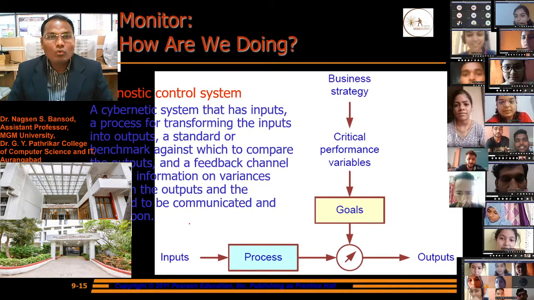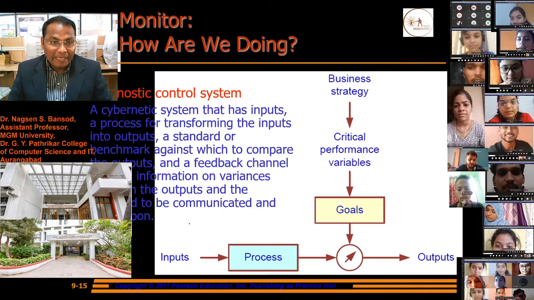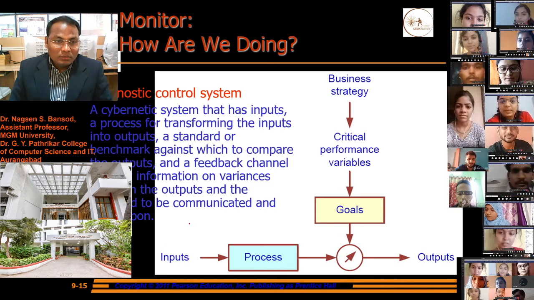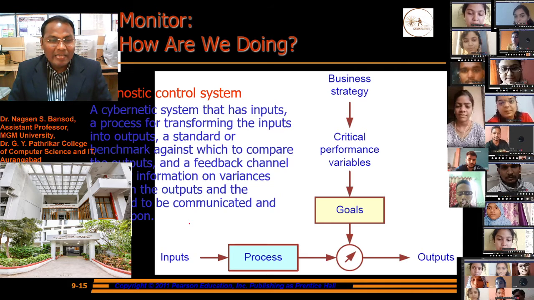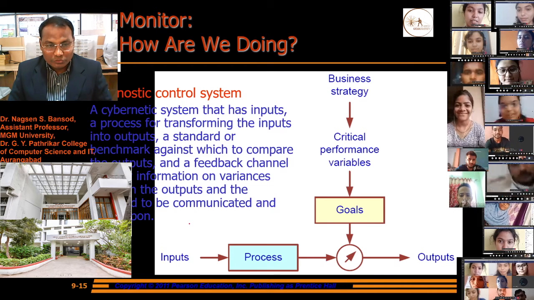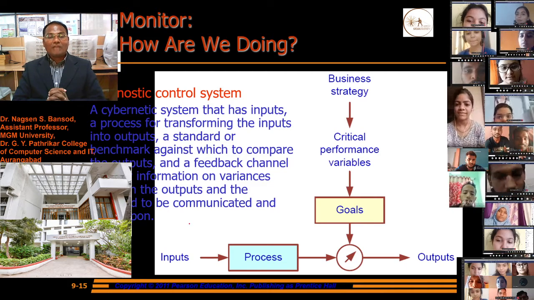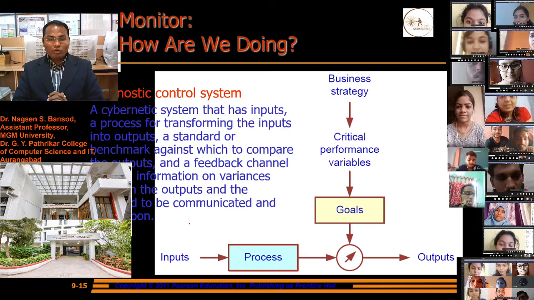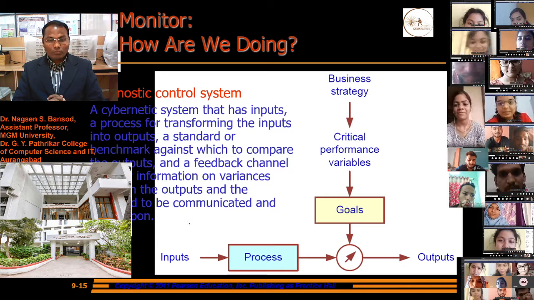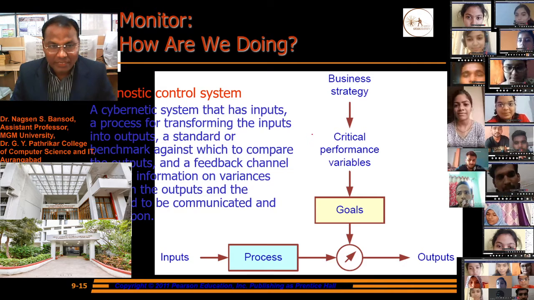Monitor, how are we doing? Look at this diagram, the diagnostic control system. This is the diagnostic control system, a cybernetic system that has input, a process for transforming the input into outputs, a standard or benchmark against which to compare the output, and feedback channels to allow information on variances between the output and the standard to be communicated and acted upon.